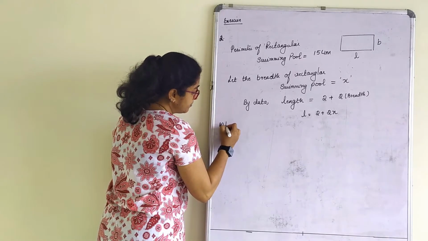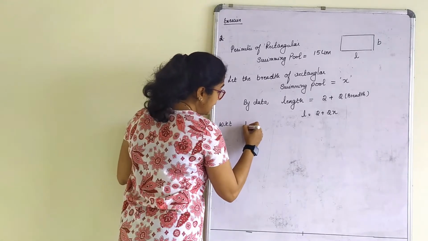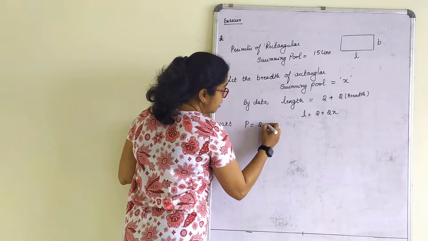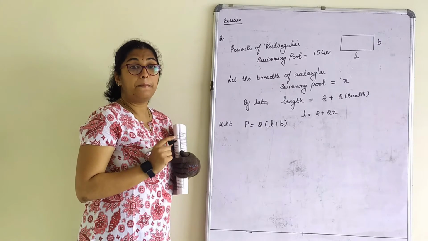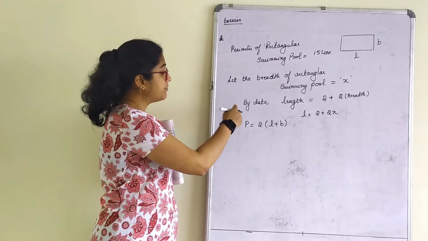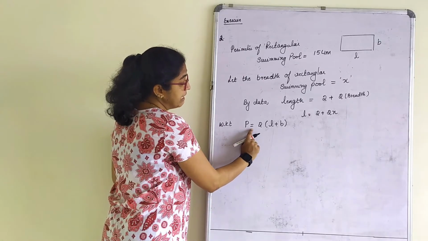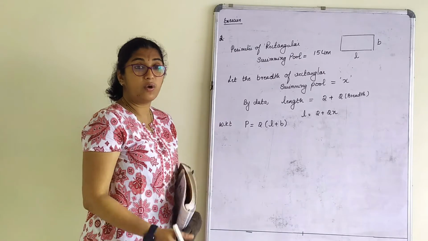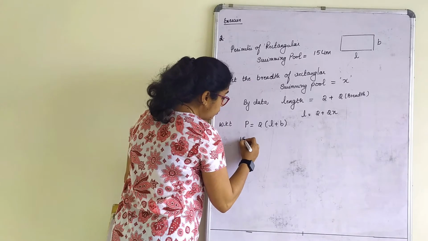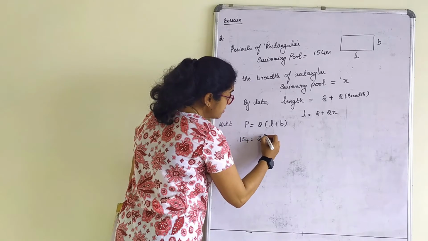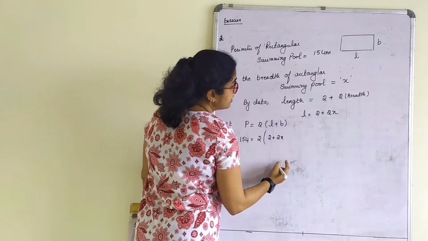We know that, W.K.T., perimeter of a rectangle is equal to 2 times of length plus breadth. This is the formula to find perimeter of a rectangle. Why that formula? Because they have given the perimeter. Now we know what is perimeter, what is length, what is breadth. Let's substitute. Perimeter is 154, 2 as it is. What is length? 2 plus 2x. What is breadth?